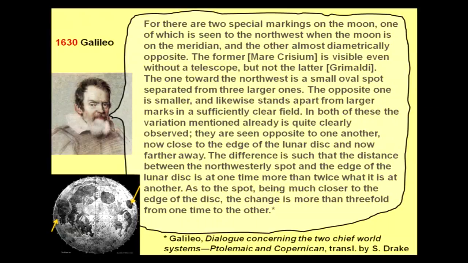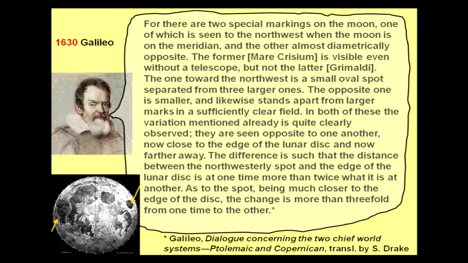For there are two special markings on the moon, one of which is seen to the northwest when the moon is on the meridian, and the other almost diametrically opposite. The former is visible even without a telescope, but not the latter. The one toward the northwest is a small oval spot separated from three larger ones. The opposite one is smaller and likewise stands apart from larger marks in a sufficiently clear field.